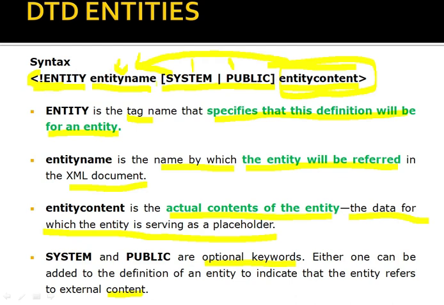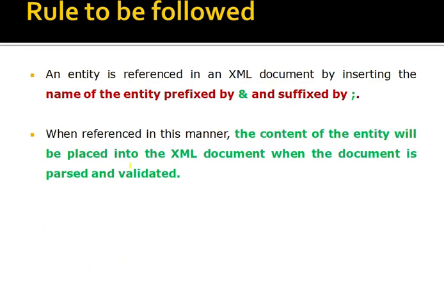When should they be used? When you refer to the entity content from an external source, you can use SYSTEM or PUBLIC, followed by the entity content. So ENTITY is the tag, the entity name is the name of the entity, and the entity content is its actual content. What are the rules to be followed when you use an entity in the XML document?